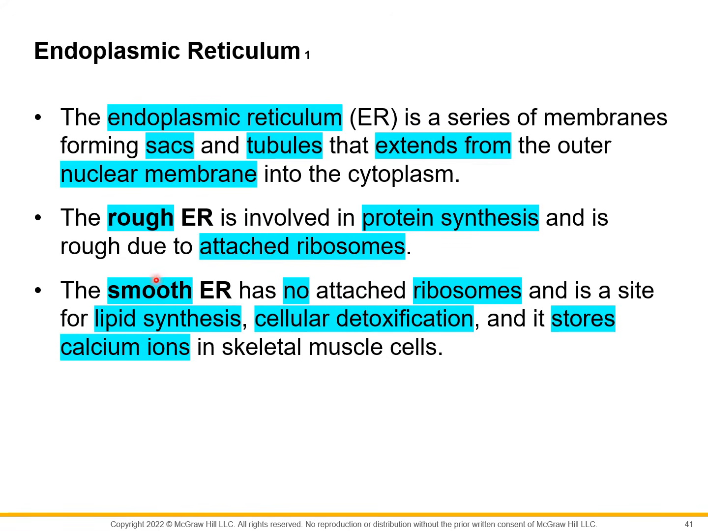And sa smooth ER din po, this is where we could store calcium ions if the cell is a skeletal muscle cell. Alright, so again, huwag kakalimutan yung functions ng bawat ER. For rough ER, it functions to be the site of protein synthesis. For the smooth ER, this is a bit difficult to remember kasi marami siyang iba't ibang kayang gawin. So the smooth ER could be a site of lipid synthesis, cellular detoxification, or storage of calcium ions.